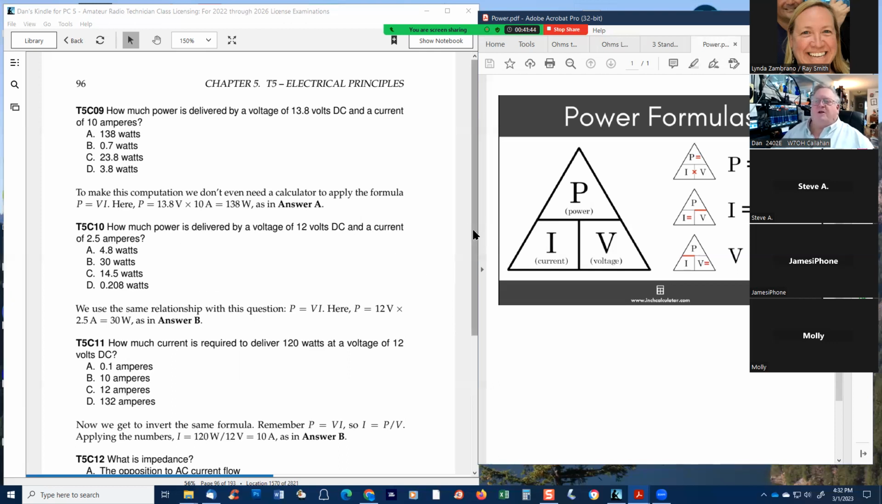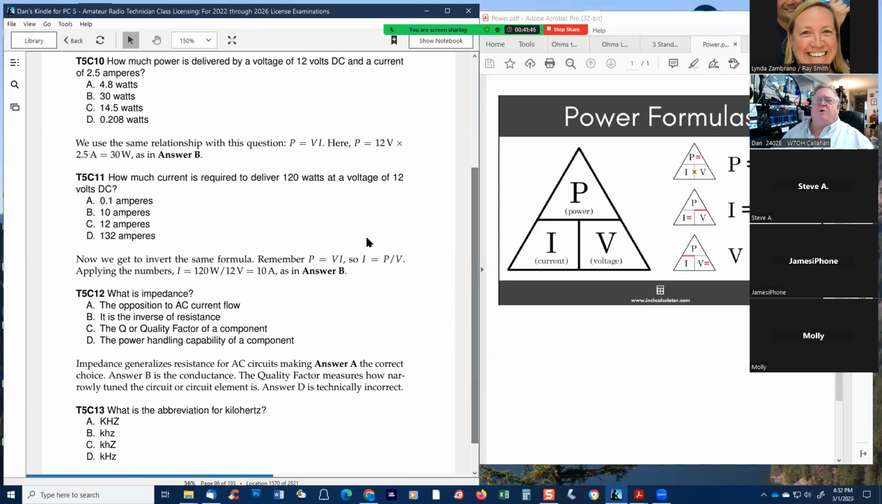How much current is required to deliver 120 watts at a voltage of 12 volts? This is where, again, you draw the picture. They're asking what is the current. So the current we want is the power over the voltage. So 120 divided by 12, it's going to be 10 amps. Make these drawings when you take your test. It's quick to get it off of these, instead of thinking about formulas.